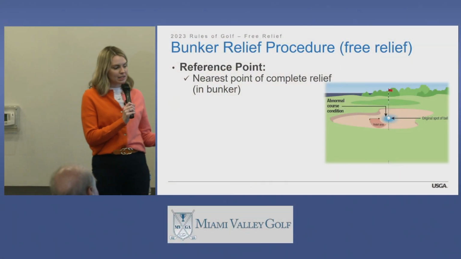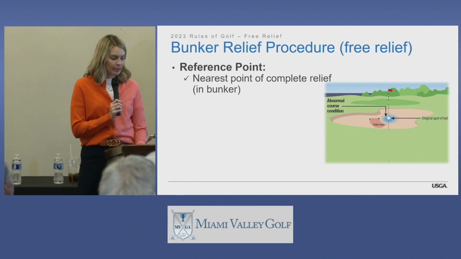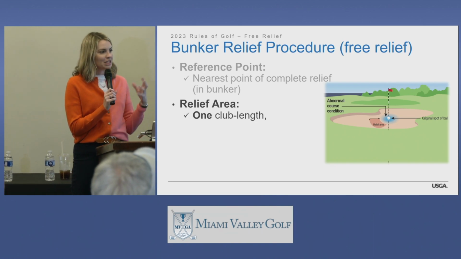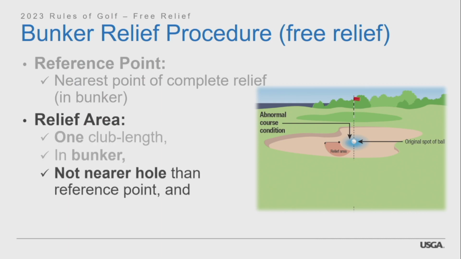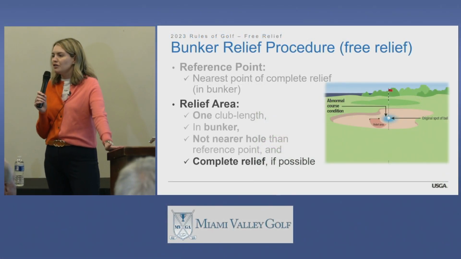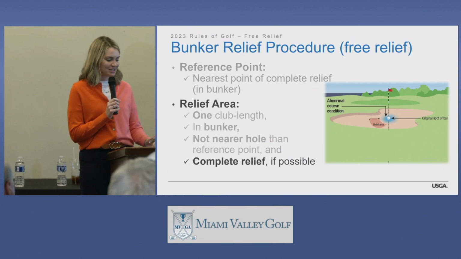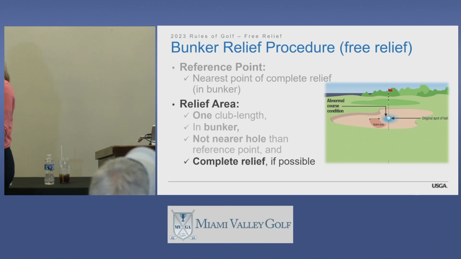So we also get relief from abnormal course conditions when the ball is in a bunker. Very similar relief process. We're going to find a nearest point of complete relief that is inside that bunker. We've got that same 1 club length relief area. We're going to be limited to the bunker that our ball is in. Can't go any nearer the hole than the reference point. And then we still have to take complete relief, but the thing with bunkers is they're a defined area, right? There's only so many places you can go in a bunker. And that nearest point of complete relief can't be closer to the hole.